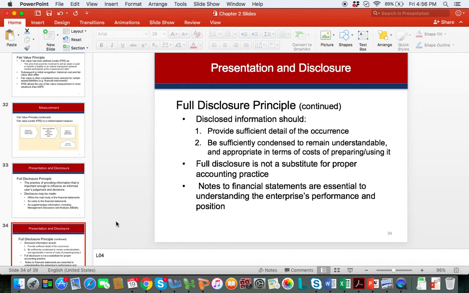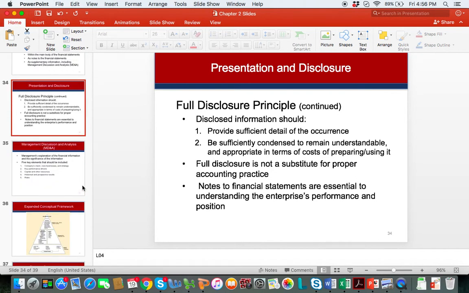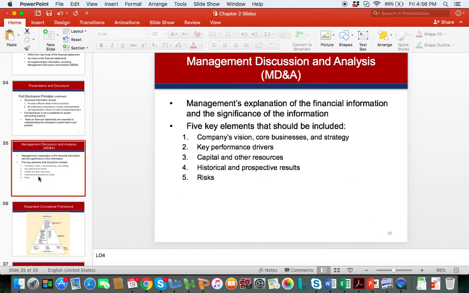So with the full disclosure principle, disclosed information should provide sufficient detail of the occurrence, be sufficiently condensed to remain understandable, and appropriate in terms of cost of preparing and using it. Full disclosure is not a substitute for proper accounting practice, and notes to financial statements are essential for the understanding of an enterprise's performance and position. So that's just like what I was saying: you still need to produce the information against accounting standards, but the disclosure notes should be just additional information so you can properly interpret and use the financial statement information.